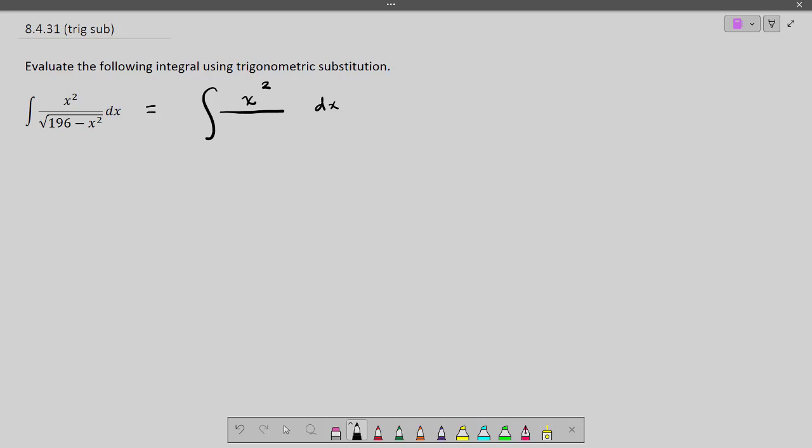They will give us extra information if they wanted us to be in quadrant 2. If we were in quadrant 2, then the square root of cosine squared would be minus cosine of theta. So if they don't give us any extra information, which they usually don't, then we just assume the best. So square root of cosine squared is cosine. It cancels with the cosine in the numerator. So then we're left with the integral of sine squared multiplied by 196.